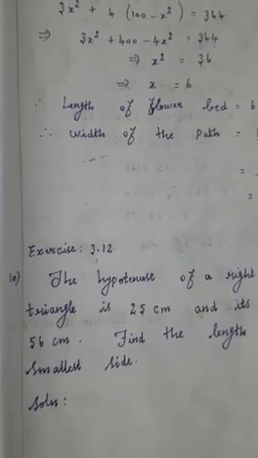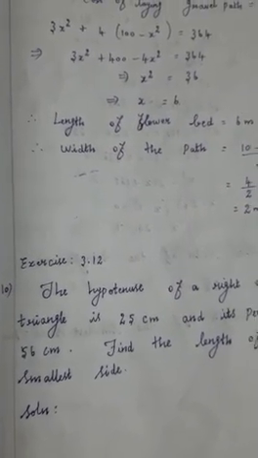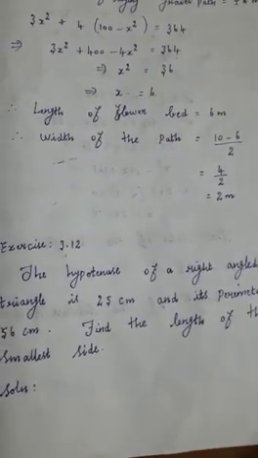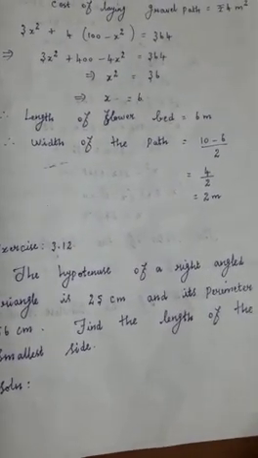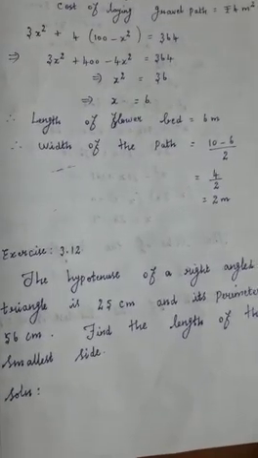Let us see exercise 3.12, 10th question. Now see the question. The hypotenuse of a right angle triangle is 25 centimeter and its perimeter is 56 centimeter. Find the length of the smallest side.